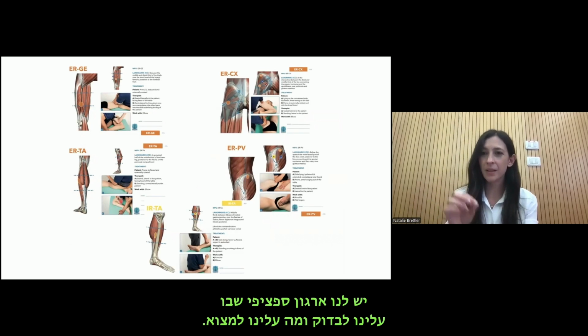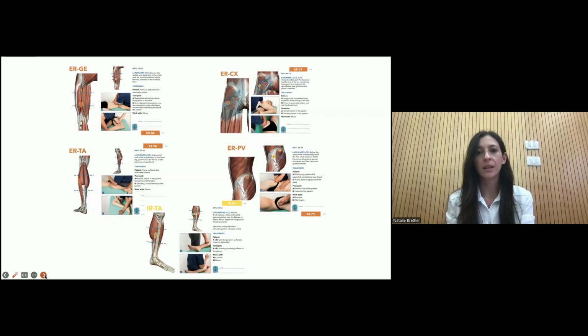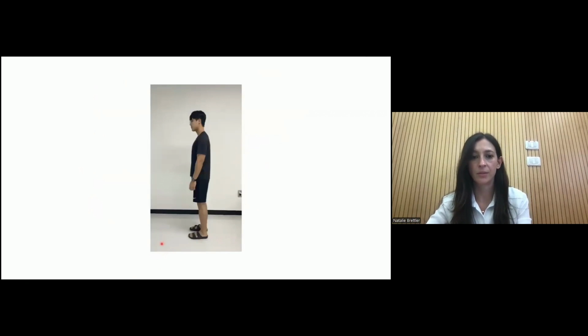We have a specific organization where we should check and what we should find. We did the treatment, and here you can see the before and after.